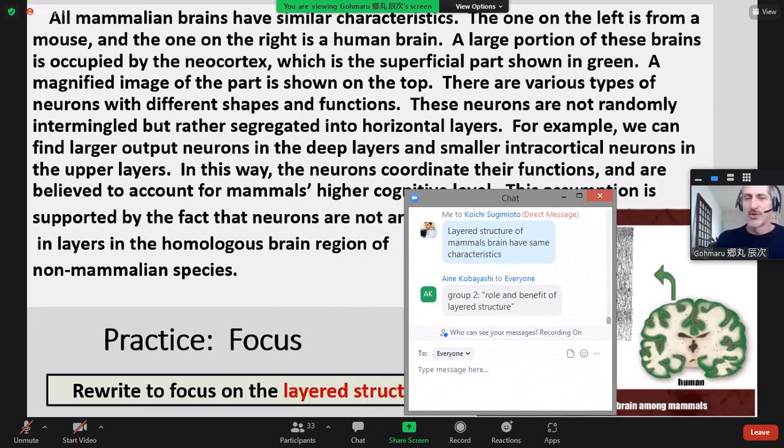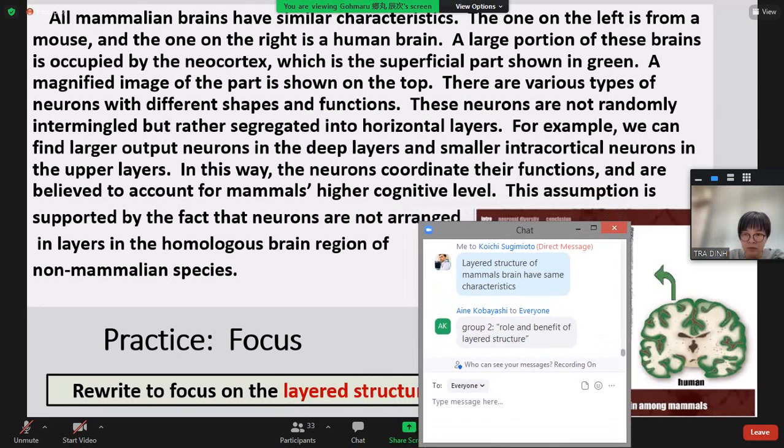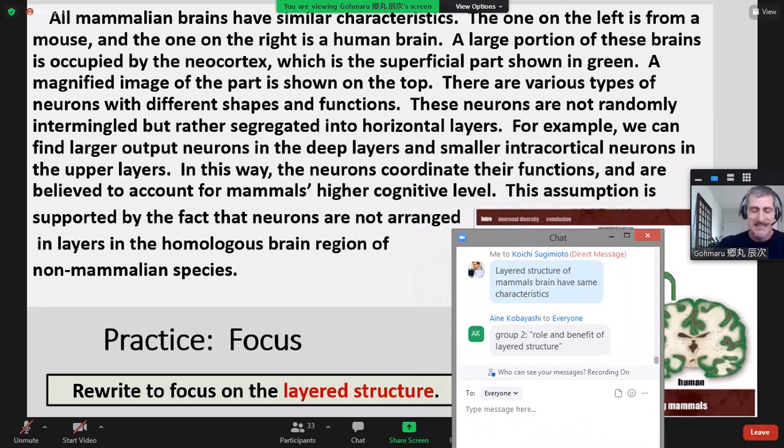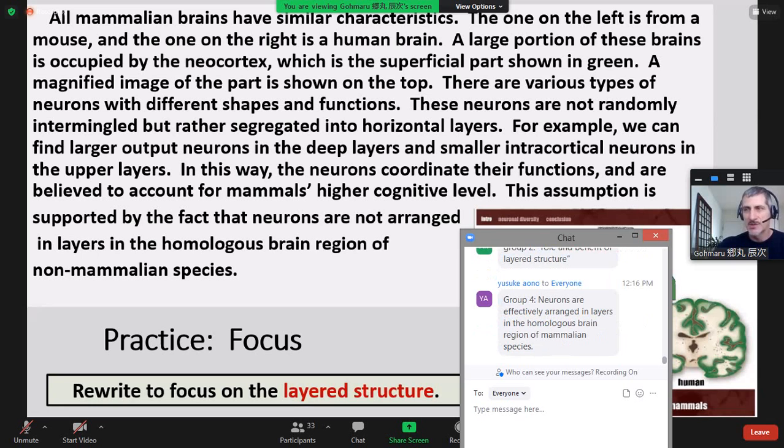Okay, everybody has returned to the main session. So if just one person from each group will paste into the chat what you decided as your key question, please put it in there. Okay, group 2 has put the role and benefit of the layered structure.